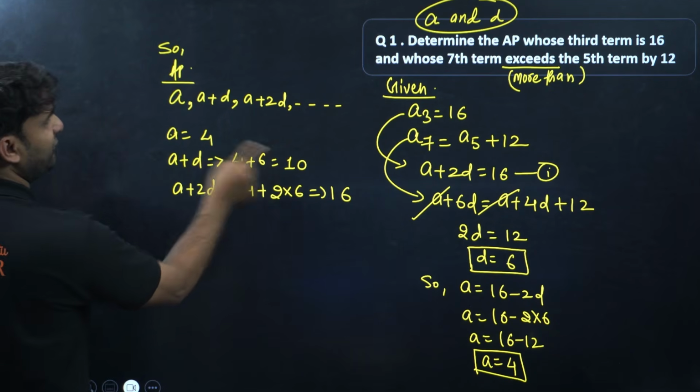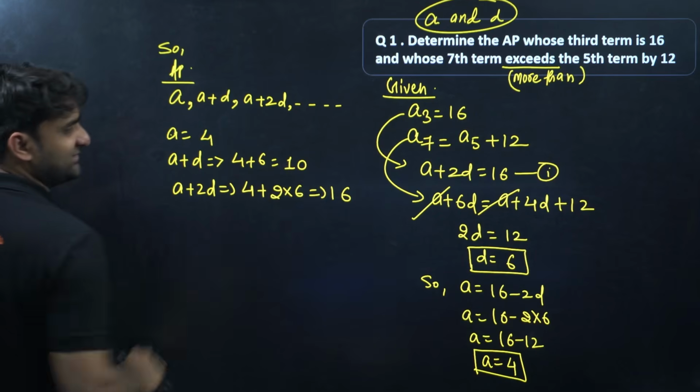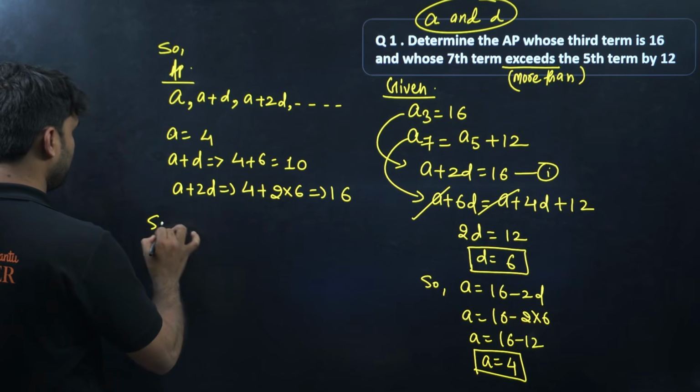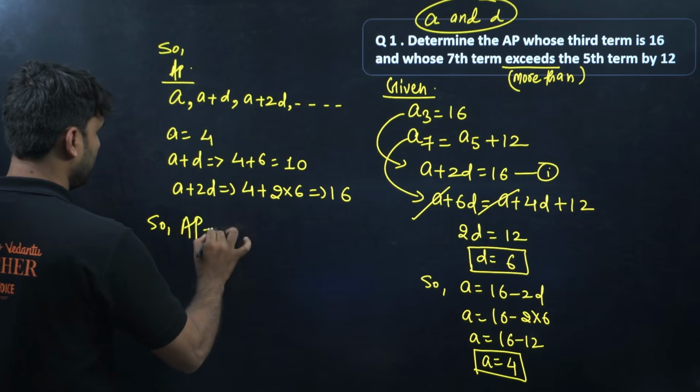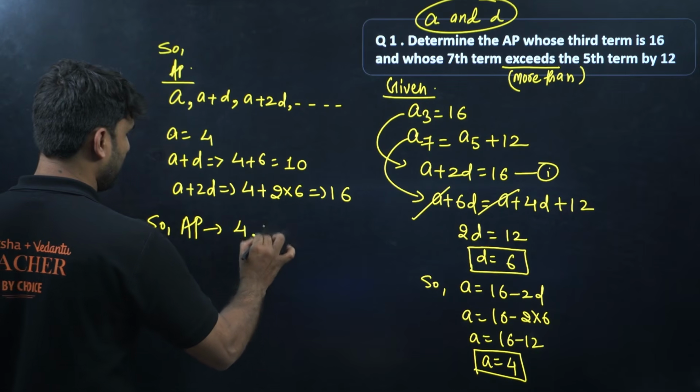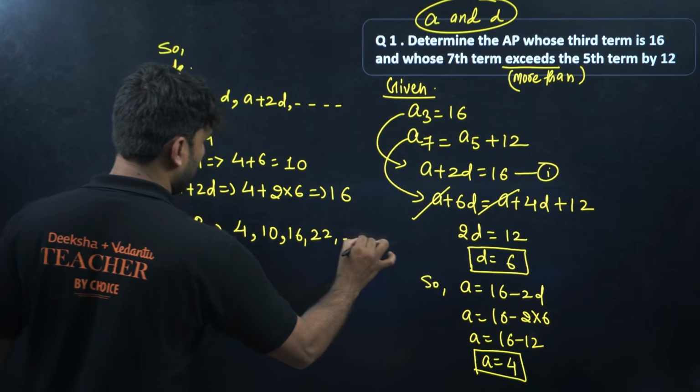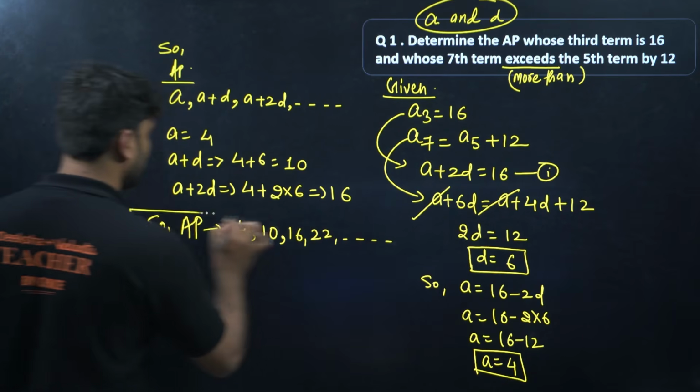The difference between 4 and 10 is 6, between 10 and 16 is 6, so we can increase the number by a difference of 6. So the AP is 4, 10, 16, 22, and so on. This is your answer.